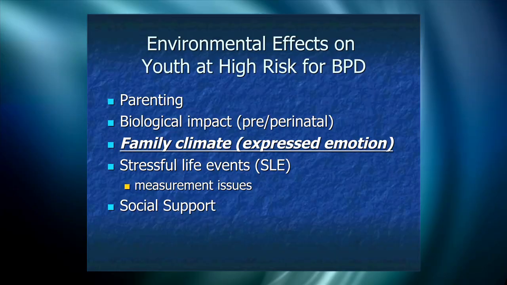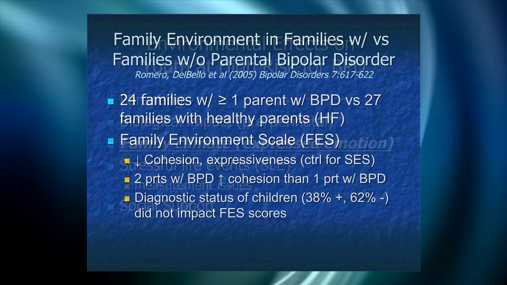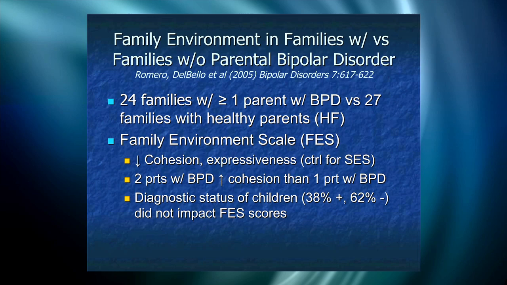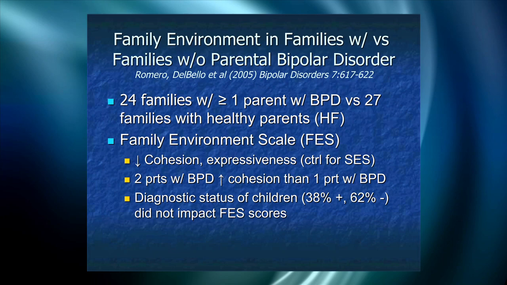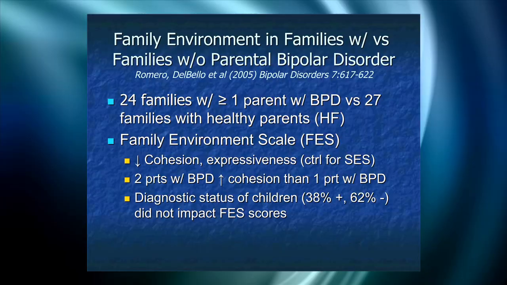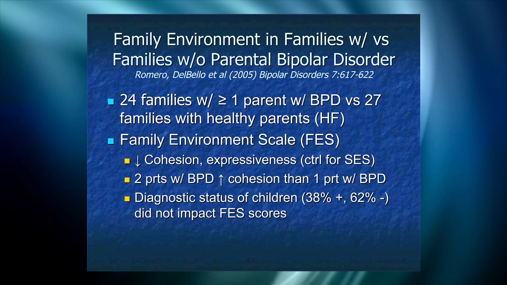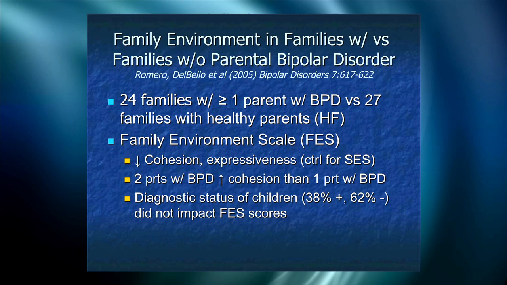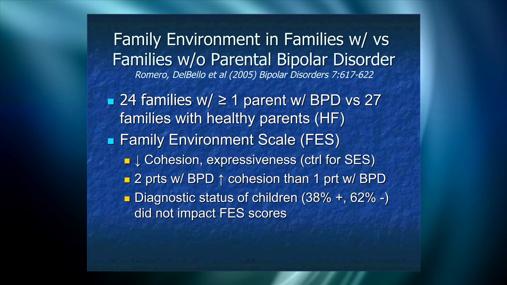But family climate, what do we know there? A study was done looking at family environment in families with compared to families without parental bipolar disorder. They compared 24 families with and 27 families with healthy parents, and they used the Family Environment Scale, which is commonly used. I'm not sure that it's the most perfect instrument to really get at critical features in bipolar disorder, but it's a commonly used instrument. What they found, lower scores on cohesion and expressiveness, controlling for SES. The kind of oddball finding, when two parents had bipolar disorder, they had more cohesion than one parent with bipolar disorder. The diagnostic status of the children did not impact FES scores.